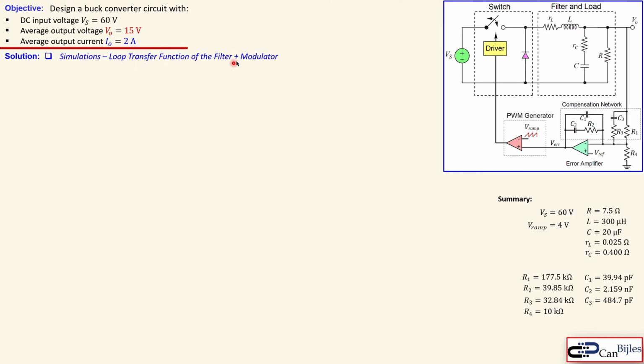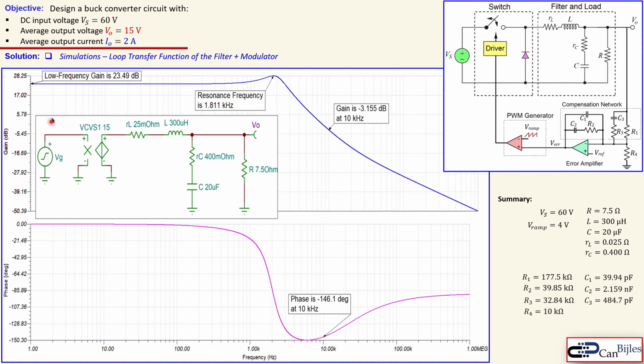Now looking at the loop transfer function of the filter and the modulator, so just the gain. What you see is that indeed the gain at low frequency goes up. There's also a resonant frequency, again what we had before, at the same frequency. But now you see indeed that the gain is not what we had before, but now it is minus 3.155 dB. This is indeed how much we need to increase, so the positive of this one, to get this at 0 dB. And this is again the same phase, so the phase will not be affected by a change in the gain. Of course the phase margin will be affected, but not the phase at that frequency.